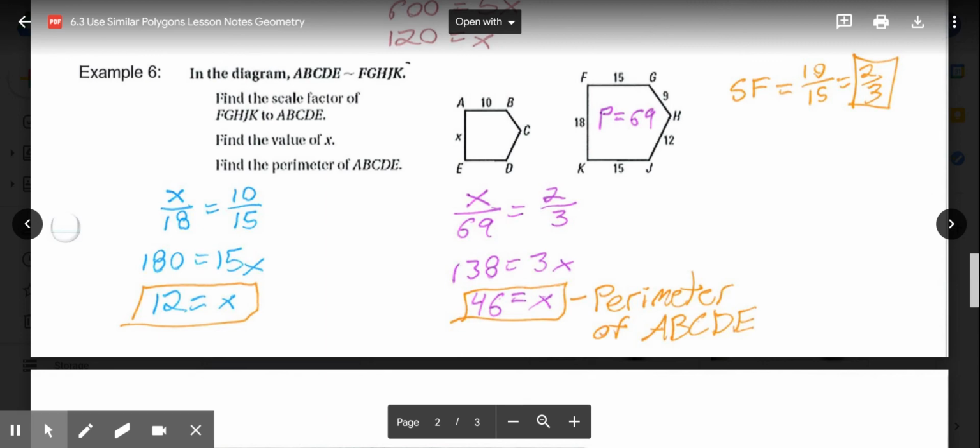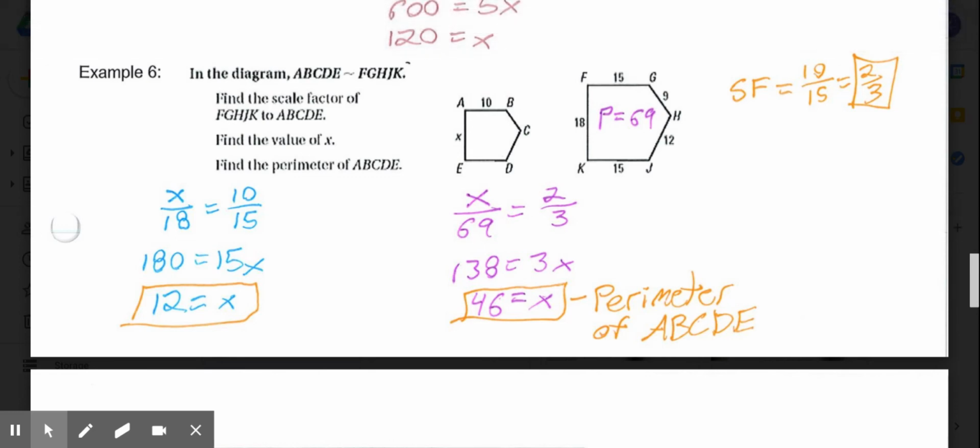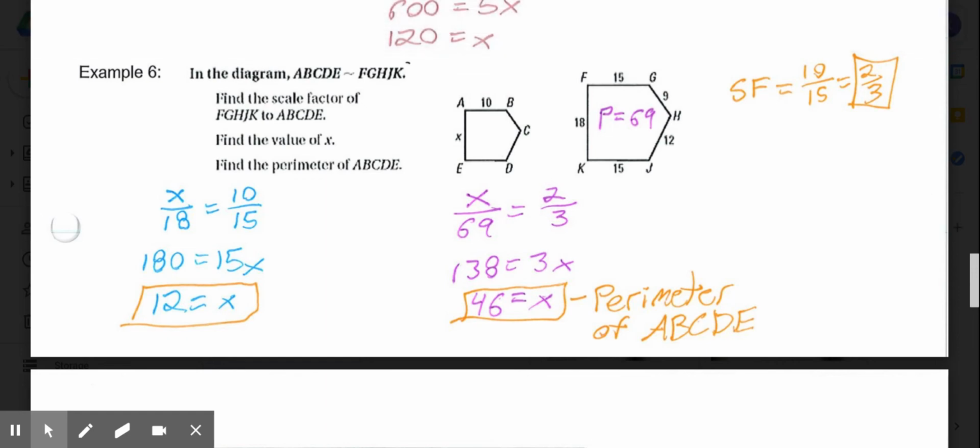So in this case, we need to cross multiply and divide. So 69 times 2 equals 3 times x. So 138 equals 3x. Divide by 3, and 46 equals x. So the perimeter of ABCDE is 46 units.